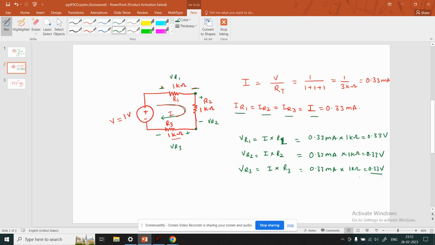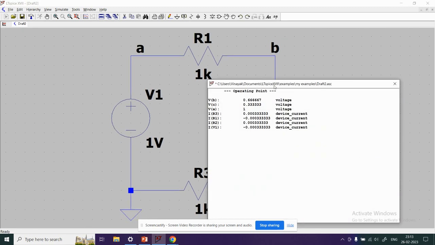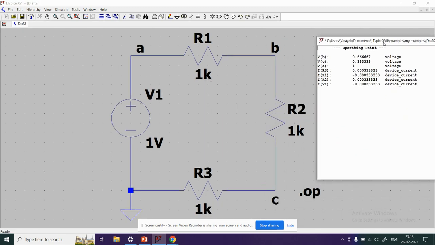So let's see if this calculation matches our simulated results. We come back to the screen and we are done with the implementation. We click the run symbol, and here are our results. So we see here VB is the node voltage, the voltage at node B, right over here in the schematic, which is 0.66 volt.